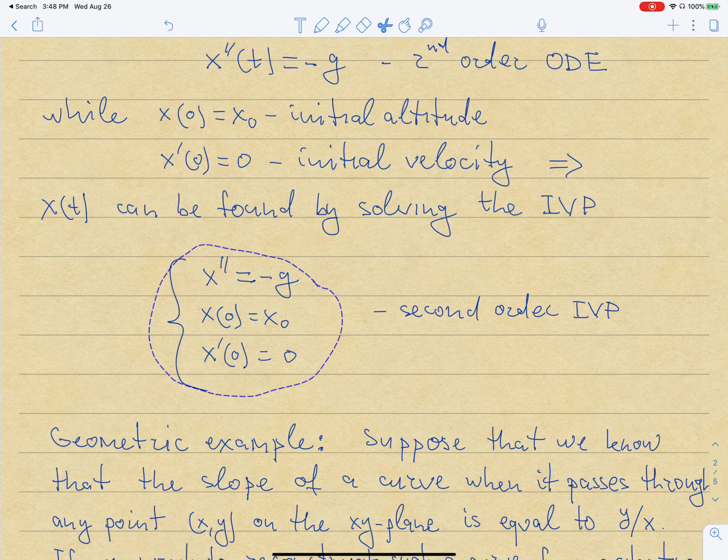And we did solve it in the example in the first lecture simply by integrating with respect to t. So integrating the equation with respect to t, but I'm not going to repeat it here. Just to motivate that for this physics problem, you need to solve a second order initial value problem.